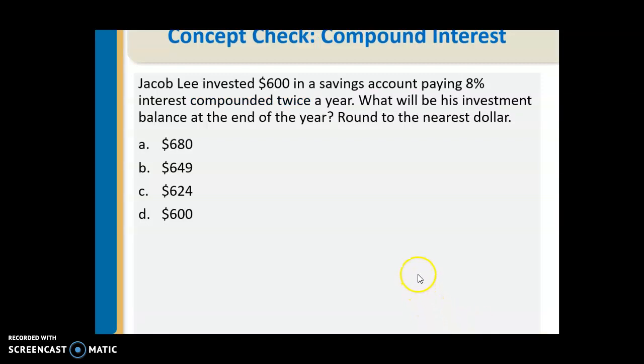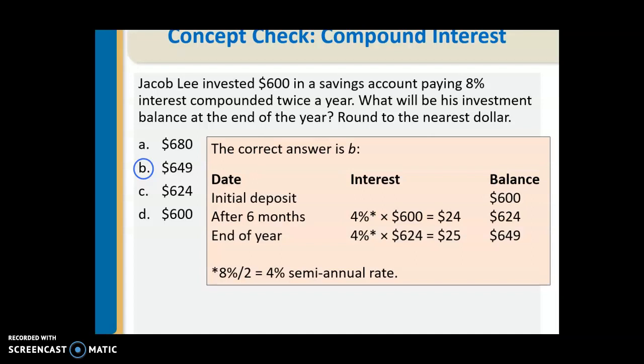And here's a problem for you to work. Please pause this video and do the calculations necessary to answer the following question. Jacob Lee invested $600 in a savings account paying 8% interest compounded twice a year. What will be his investment balance at the end of the year? Round to the nearest dollar. Did you calculate $649? If not, please pause the video again and review the calculations shown here.